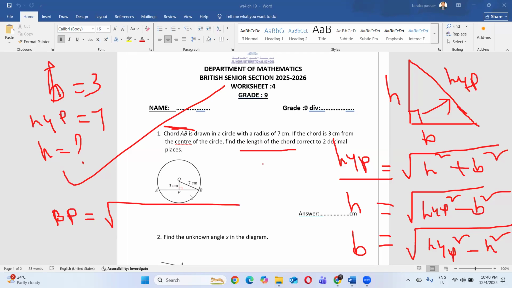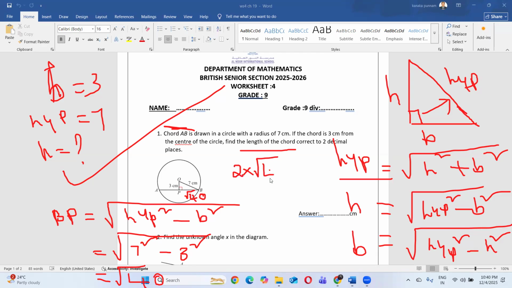So, which means height. Height you are finding. So, what is the height? Hypotenuse square minus base square. Hypotenuse is 7 square, base is 3 square. So, you get root 40. Okay, but AB is double the length of PB, no? So multiply with 2. 2 times root 40. And you want the answer to be given in 2 decimals. So it will be 12.65 centimeter. Answer. You can try.